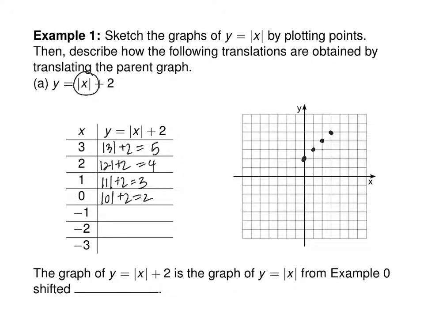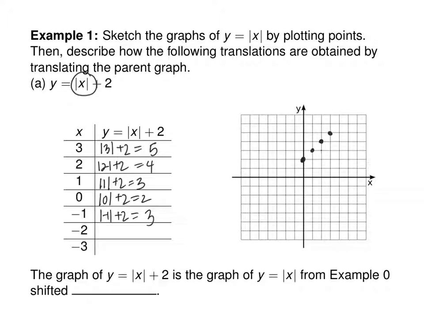Negative 1, absolute value of negative 1 plus 2. Well, when you take the absolute value of negative 1, you get positive 1. And 1 plus 2 is 3. Over there. There we go. Absolute value of negative 2 plus 2. So that'll be 2 plus 2, which is 4. And then lastly, absolute value of negative 3 plus 2 will give us 5 again.